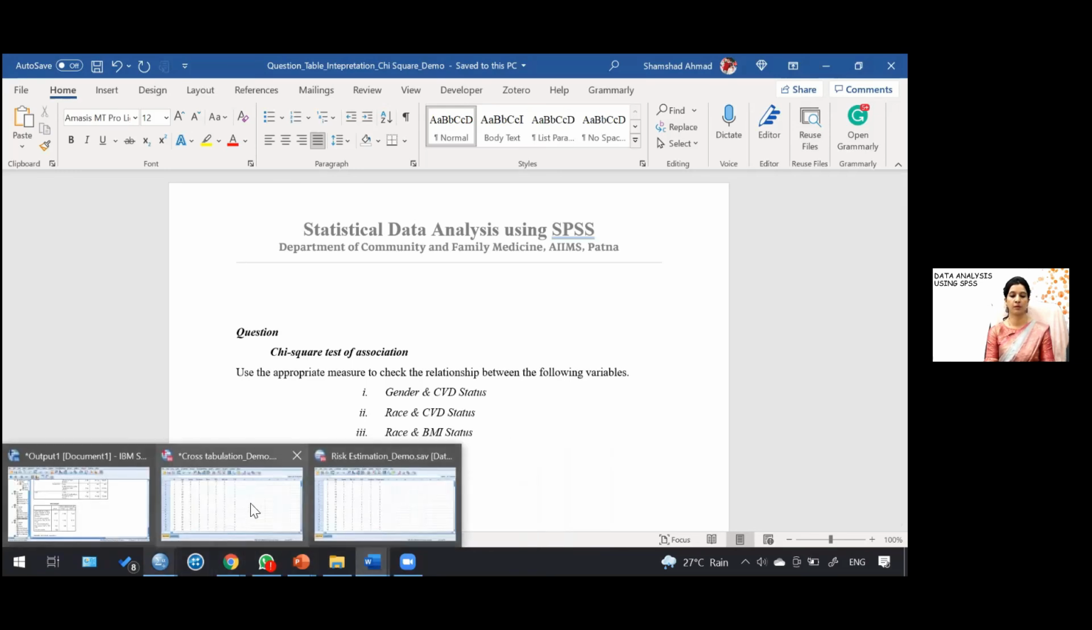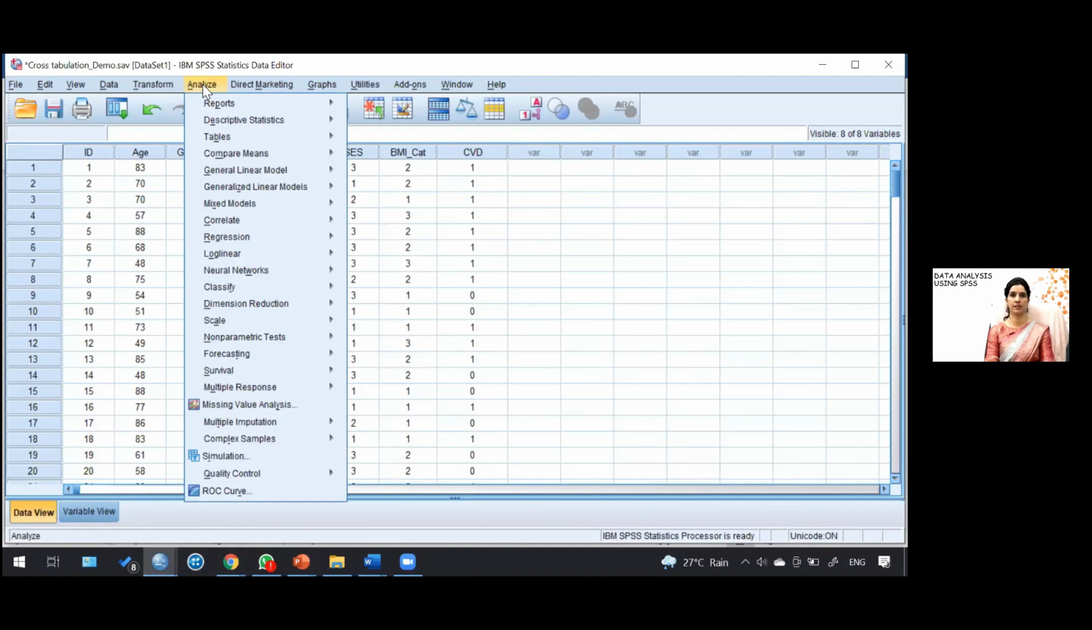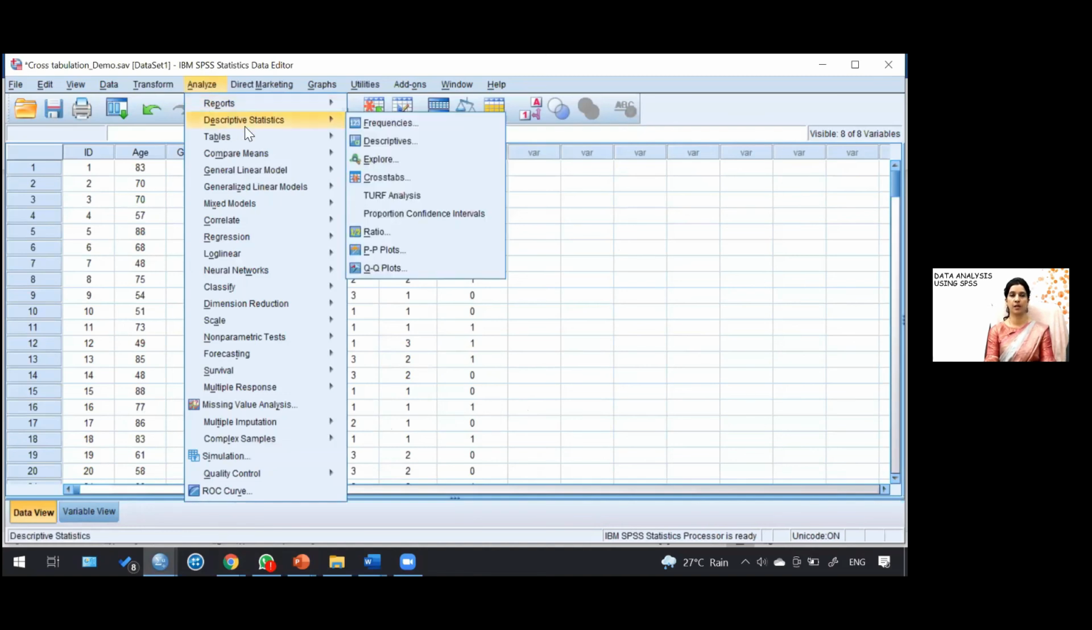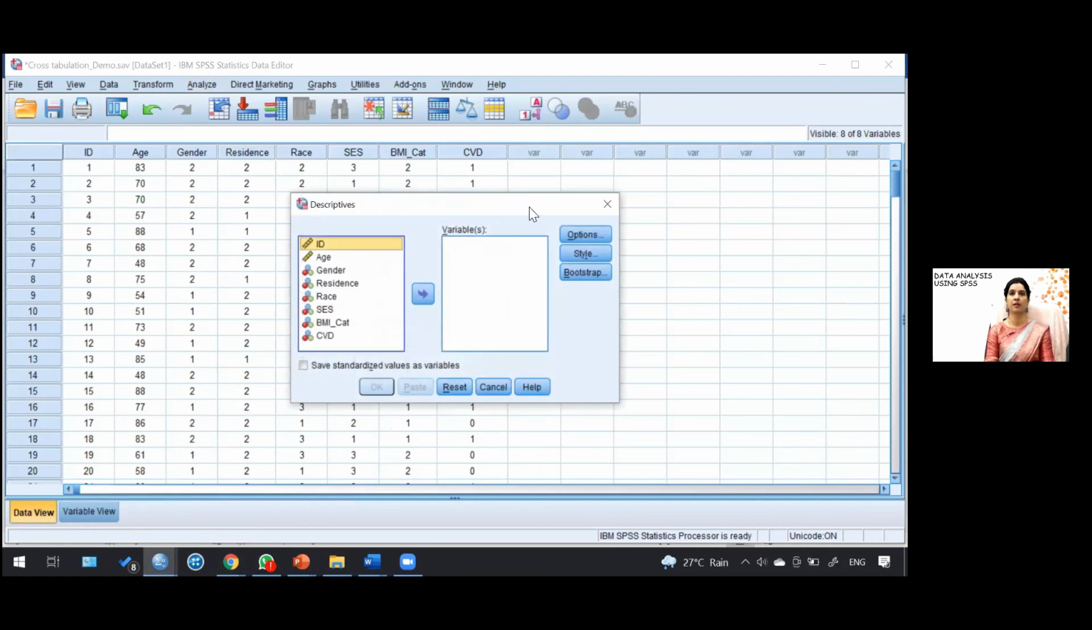So I'll go to the SPSS sheet. There is a command of Analyze. Can you see this Analyze? If you come to Descriptive, there is a command of Descriptive Statistics. So click on Descriptive. We did Descriptive yesterday. Remember, we have done the options of Descriptive yesterday.